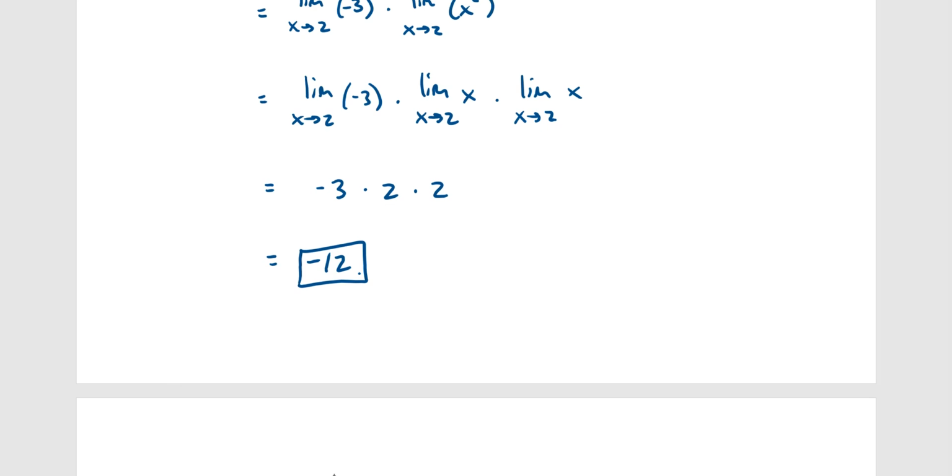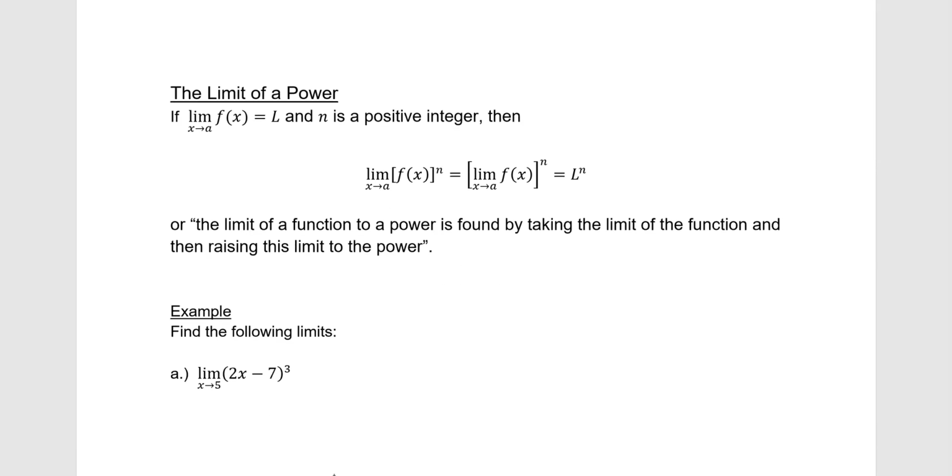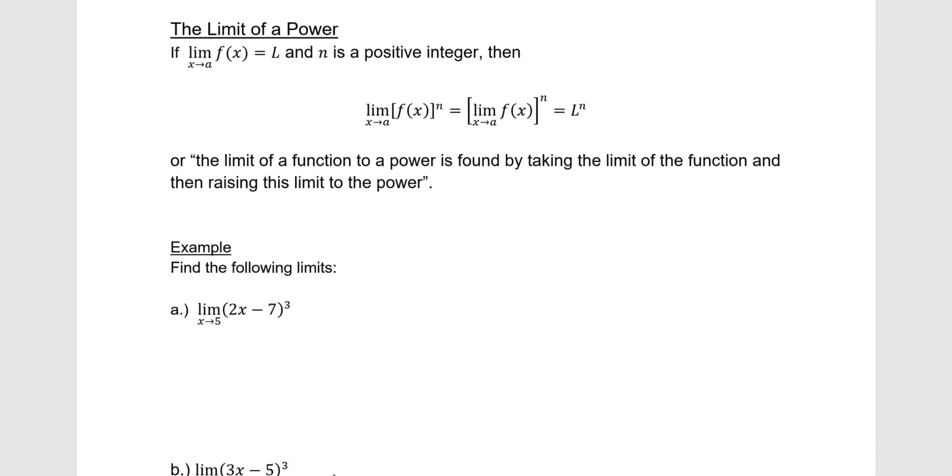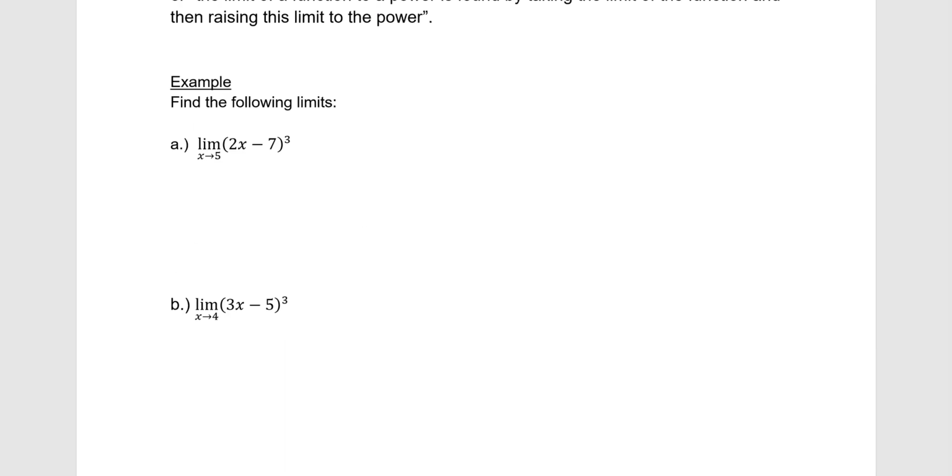Okay, so moving on, the next property is the limit of a power. So if we have the limit of f of x equals L and n is some positive integer, and we are doing the limit of some function raised to an exponent, what we can do is first find the limit of the function, get an answer, and then raise the answer to the exponent afterwards. Okay, so let's go ahead and see how this is done.